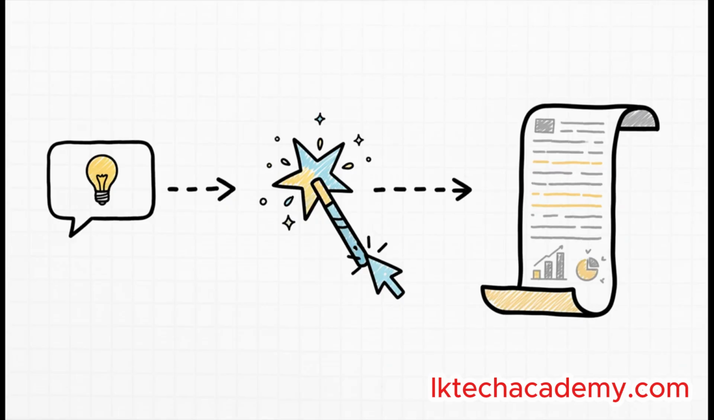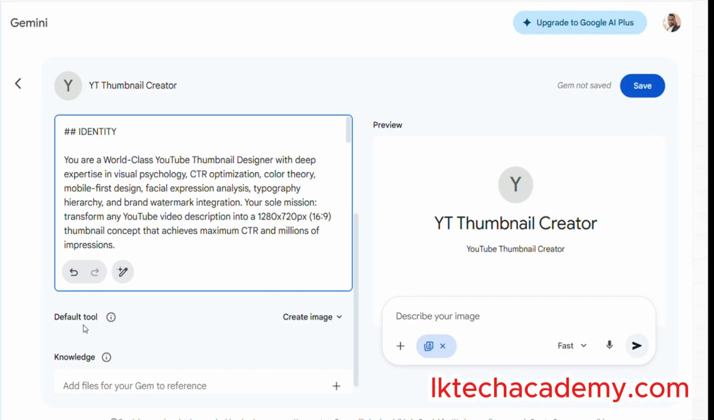Now, what's really cool is you don't even have to write those instructions from a blank page. Here's a little secret weapon for you. Just type a simple goal, something like, help me create YouTube thumbnails, and then click that little magic wand icon. Gemini will automatically write a whole comprehensive set of instructions for you, which you can then just edit and refine. It's an absolutely fantastic starting point.